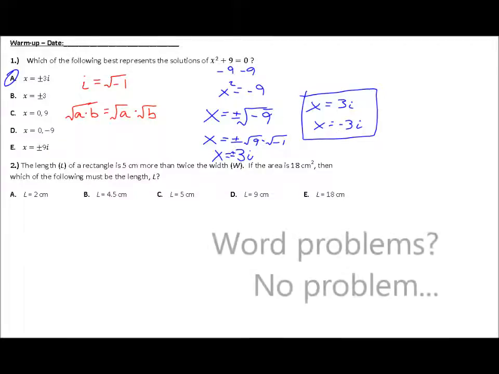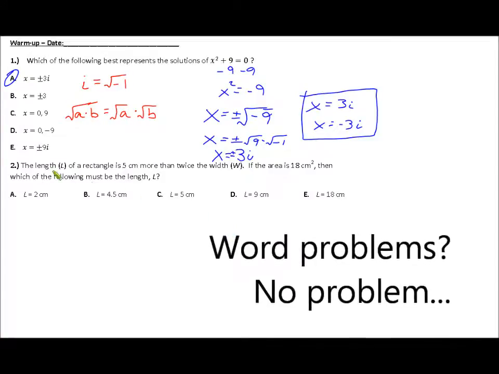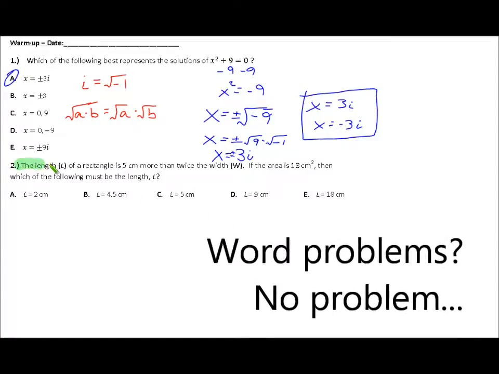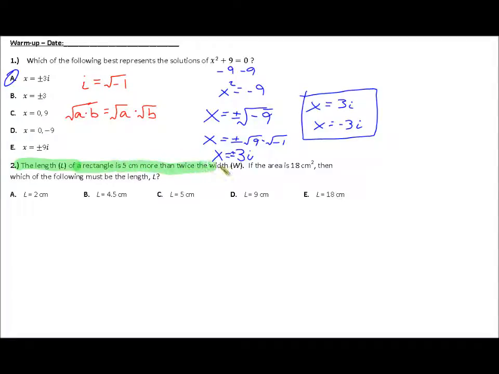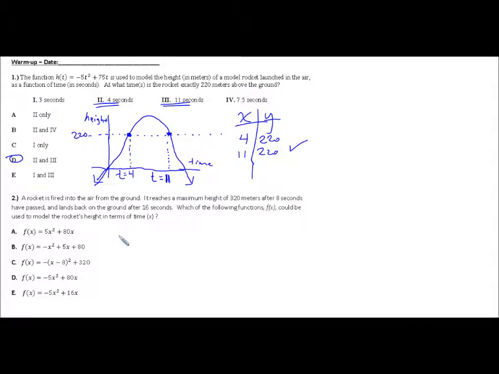We need to highlight some key information. Let me color code this for a sec. So, the length L, 5 centimeters more than twice the width. A rocket is fired in the air from the ground. It reaches a maximum height of 320 after 8 seconds passed. Height is 320. That's actually your vertex, because maximum. This is what your parabola should look like, approximately.